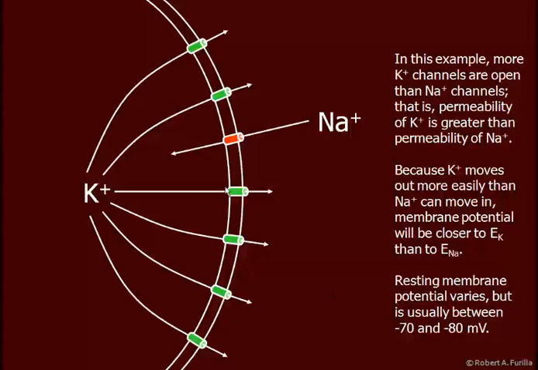Since there are many, many more potassium channels open than sodium channels, potassium will have a greater tendency to move out than sodium to be moving in. So the membrane potential, because of the high permeability for potassium, is going to be closer to the equilibrium potential for potassium than to sodium.